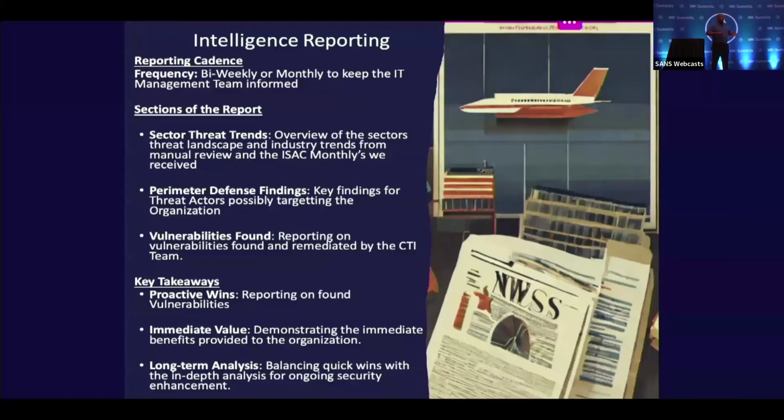win by being proactive. What this does is it shows immediate value, and it also balances the long-term analysis, because in the background, you're also reviewing these threat actors, you're looking at their MITRE ATT&CK matrix, you're seeing the threat attack avenues, you're setting up meetings to possibly put remediations in for those, which is going to take more time. So you being able to look at these quicker wins and put them on the report balances out those longer analyses with these quicker wins, which is very helpful.